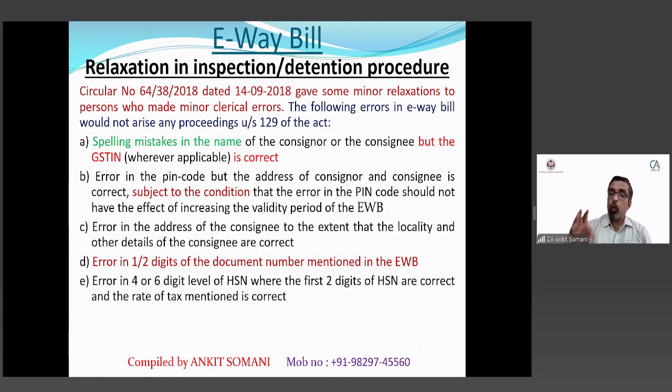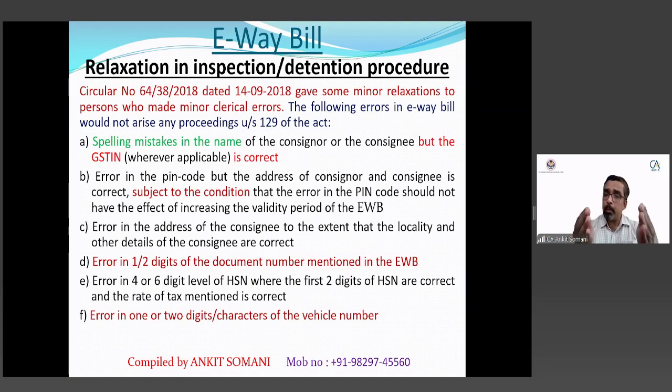Error at the 4 or 6 digit level of HSN, where the first 2 digits of HSN are correct and the rate of tax mentioned is correct. So basically, all these points hint at a very important aspect, that there was no intention of tax evasion. Correct. Error in 1 or 2 digits or characters of the vehicle number. So these are very important mistakes.